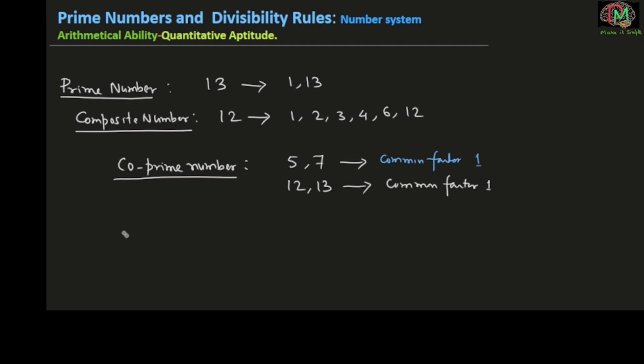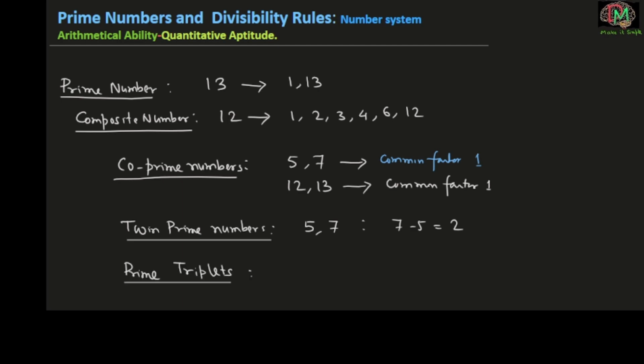Next we learn the twin prime numbers. These are pairs of numbers having the difference 2, and also these numbers should be prime numbers. Let's take one example, 5 and 7. This pair of numbers are prime numbers and the difference is 7 minus 5 equal to 2. So we can say that 5 and 7 are twin prime numbers.